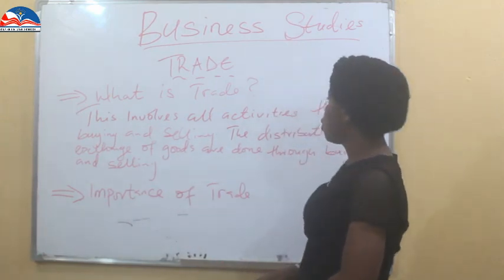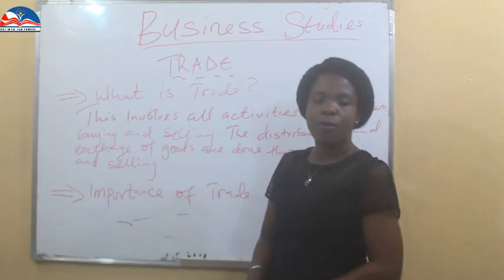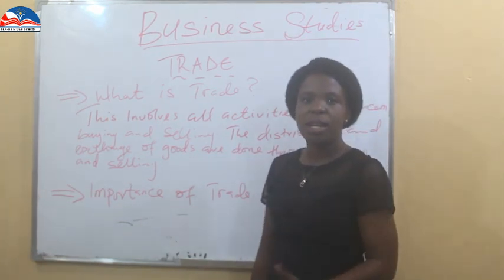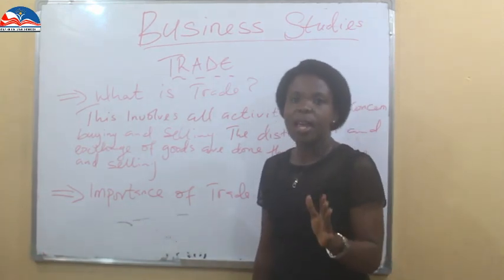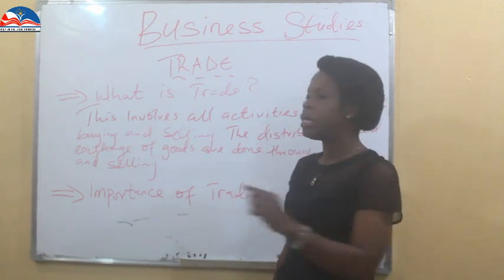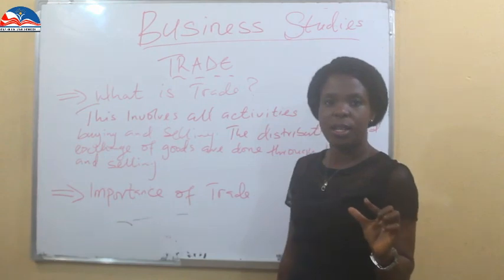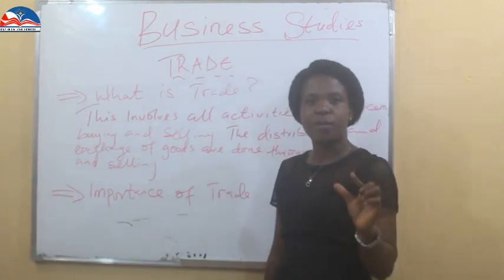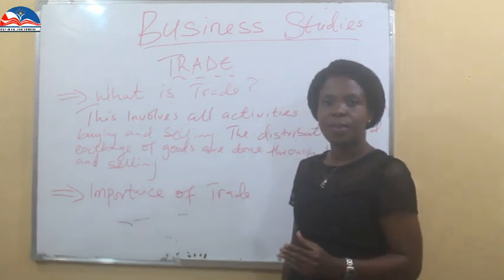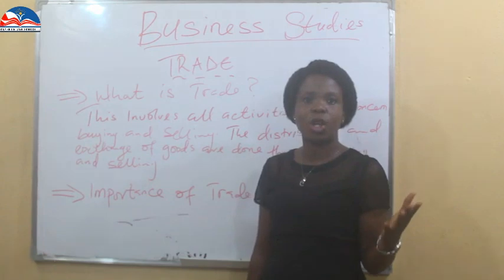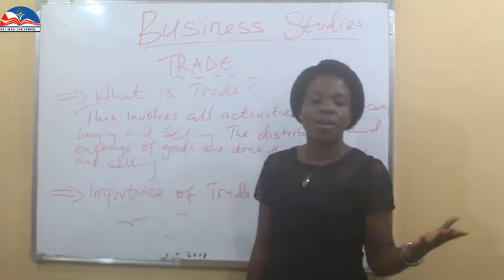If you take note, they talk about all activities. That means for buying and selling to take place, there are activities that have to be done. Under aids to trade, we will talk about these activities. So in explaining trade, we look at it as activities involved in buying and selling. And some of the activities might include transportation, warehousing, commerce, and other things.